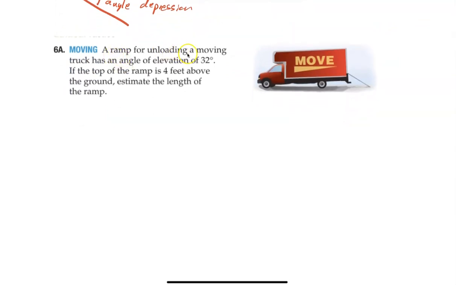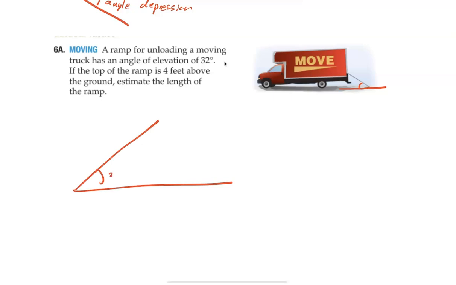A ramp is unloading a moving truck and has an angle of elevation of 32 degrees. So angle of elevation right there. If here's my horizontal line, that's my angle of elevation. So we're just going to draw that there. I'll draw it this way because that's easier for me. 32 degrees. If the top of the ramp is 4 feet above the ground, so the top of the ramp, this guy right here, that's 4 feet. So we're talking about the height. If I draw a line from here, this is 4 feet. That's what they're talking about.